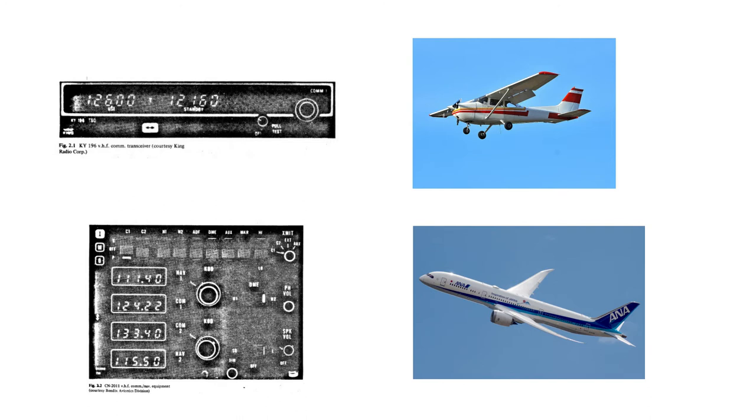Like light aircraft, VHFs usually have a panel-mounted combined transceiver and control unit, while Boeing aircraft carries a triple VHF comms.